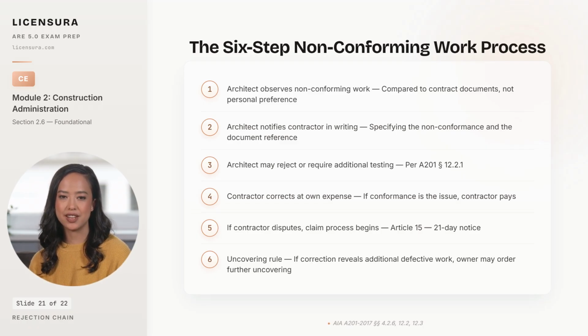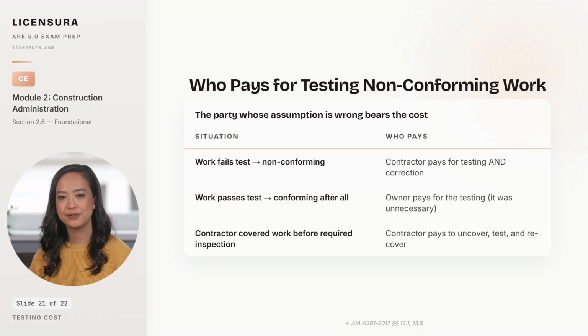If the correction reveals additional defective work, the owner may, on the architect's recommendation, order further uncovering at the contractor's expense. The cost responsibility table for testing non-conforming work is one of the most heavily tested patterns in the CE division. 3 situations, 3 cost outcomes, all driven by the same underlying rule. The party whose assumption was wrong bears the cost.